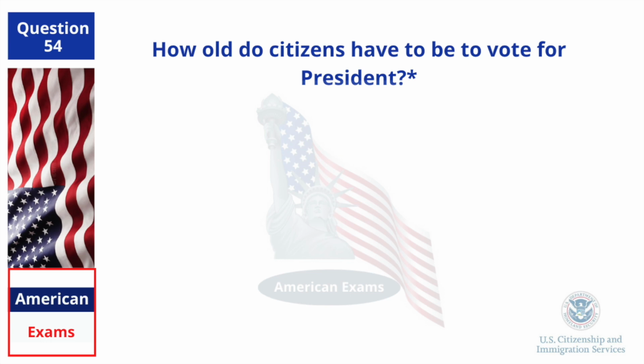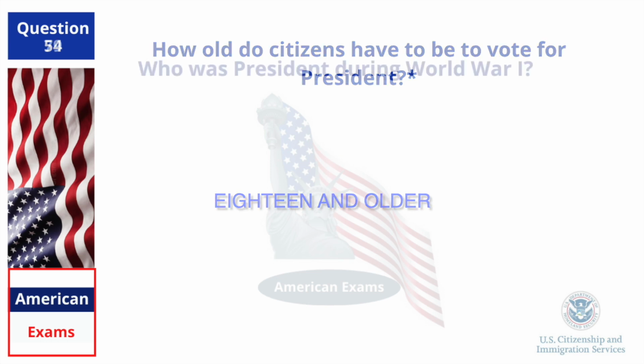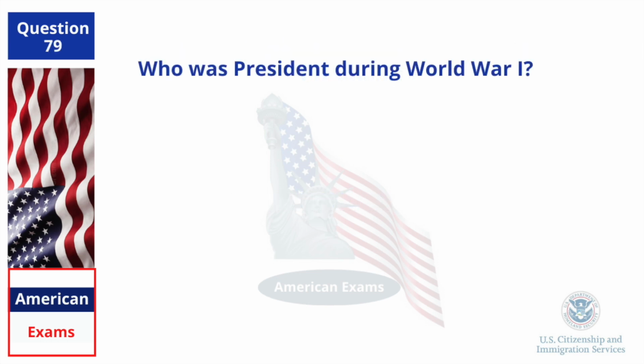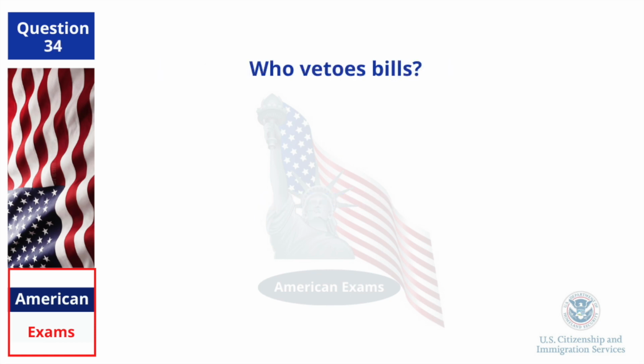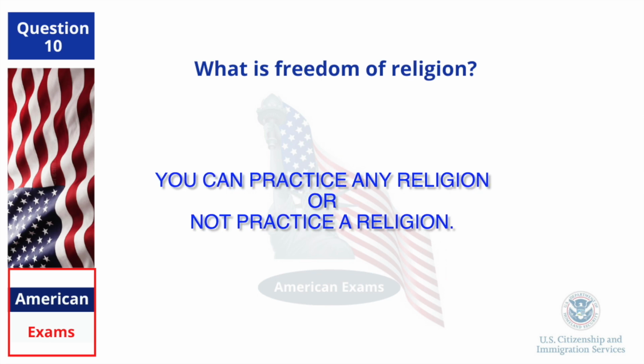How old do citizens have to be to vote for president? 18 and older. Who was president during World War I? Woodrow Wilson. Who vetoes bills? The president. What is freedom of religion? You can practice any religion or not practice a religion.